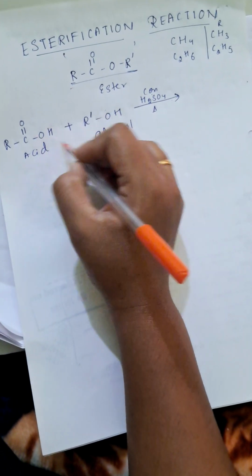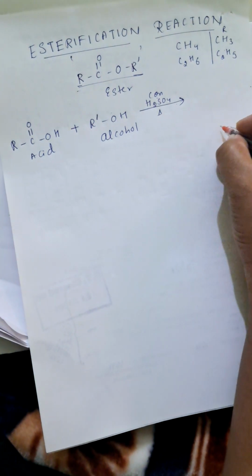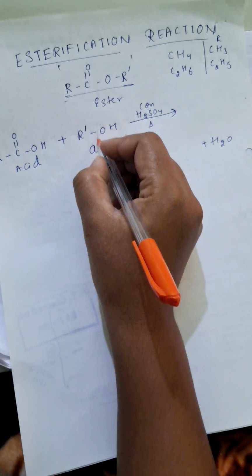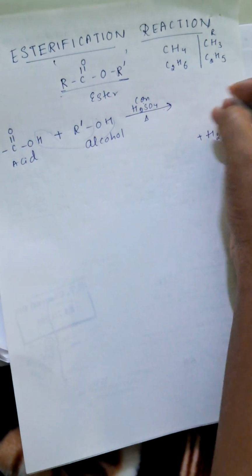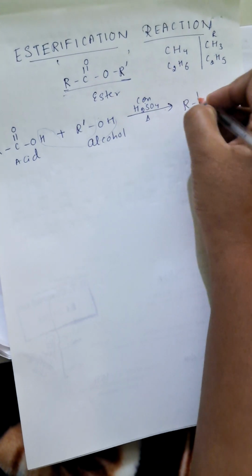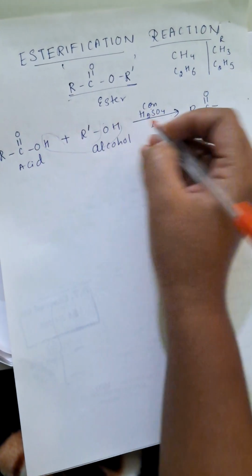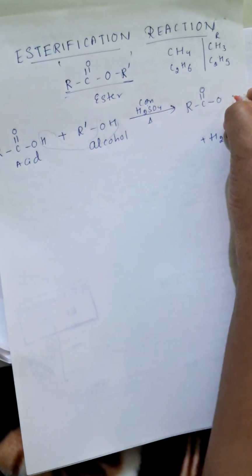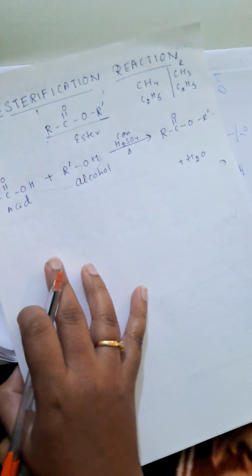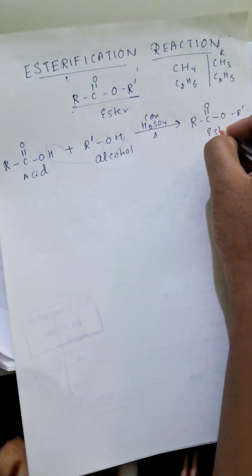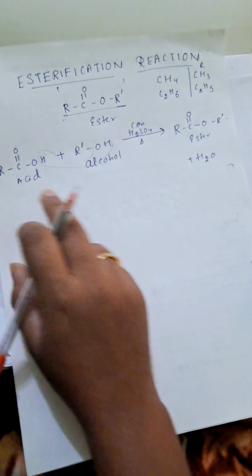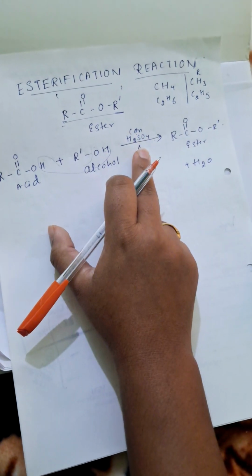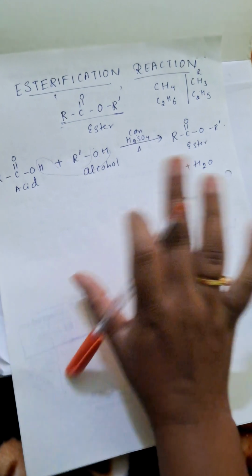Dehydration means removal of water. So from this I have to remove the water, and the water will be removed as one of your products. Once the water is lost, the remaining parts will combine. So R, C double bond O, and this R dash will come and combine. You get back this formula, and that's the ester. This is how esters are prepared. So acid plus alcohol in the presence of concentrated sulfuric acid, slightly heated, produces esters and water.